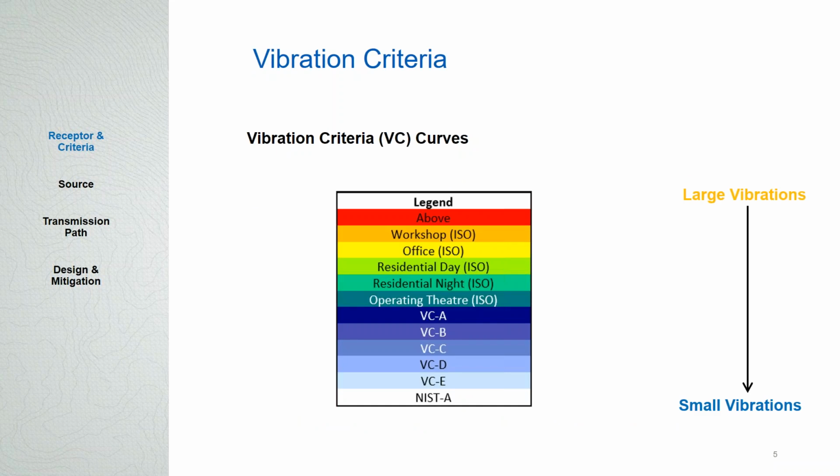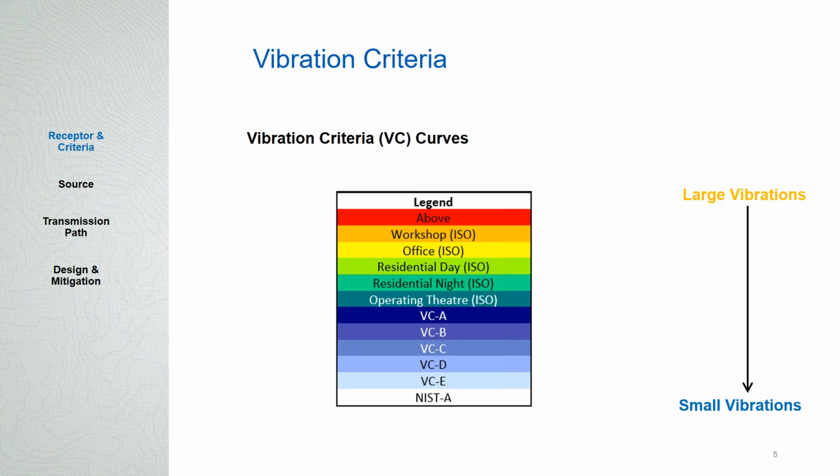So when we talk about vibration, we want to talk about criteria, right? And what I'm showing here is the vibration criteria, or generic VC curves. This is a legend that we're going to see throughout the presentation, with the various classifications of vibration. I'll come to this a little bit on the next slide, but we start with very large vibrations at the top, and then as we move down, we get to very, very small vibrations.